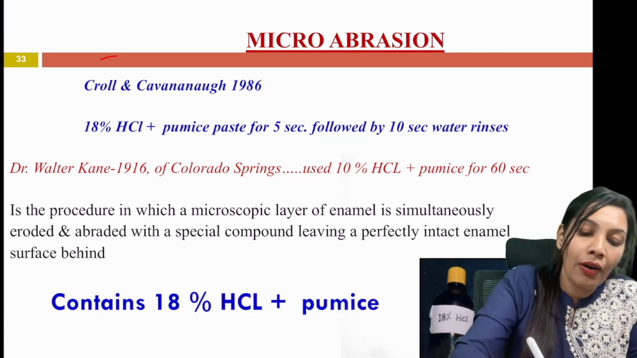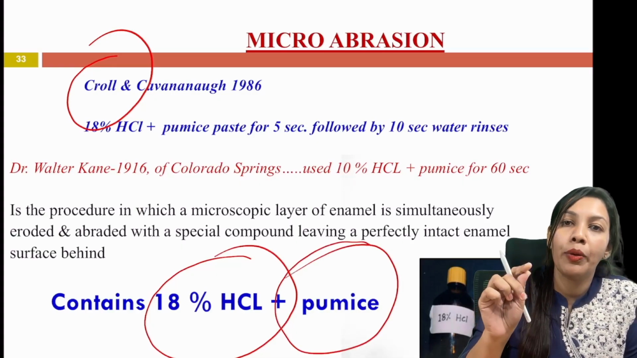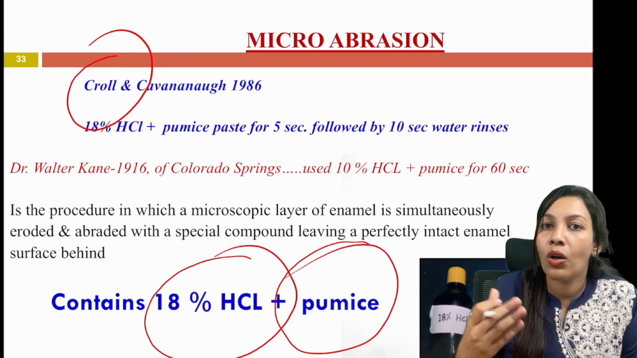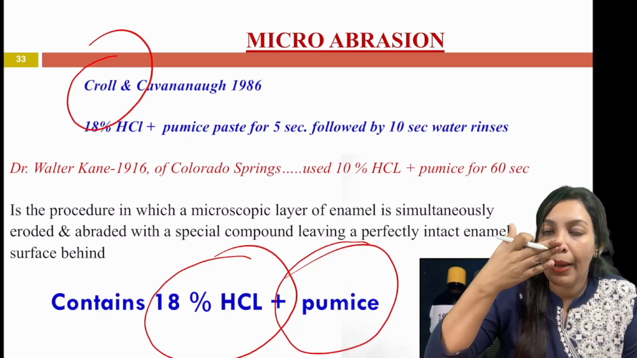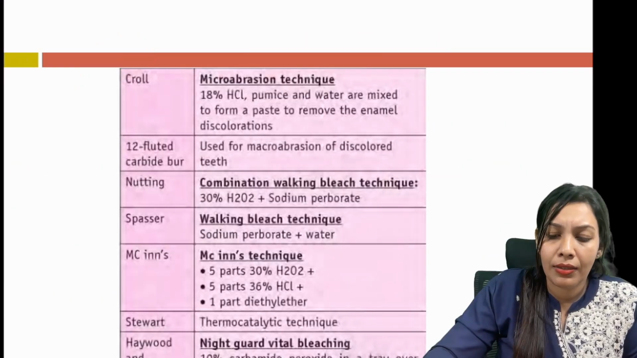It was actually found by Kroll. Kroll gave 18% hydrochloric acid and pumice. We know that pumice is an abrasive, and hydrochloric acid also erodes the enamel surface. So there is slight loss of enamel, bringing the color back to normal.